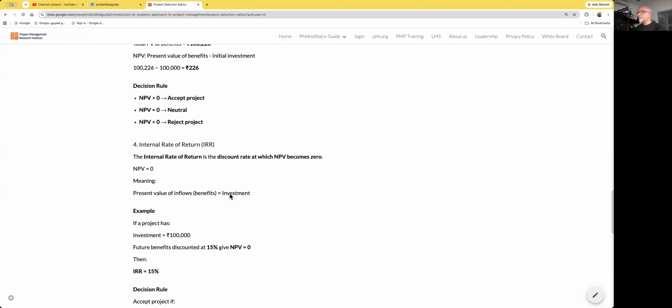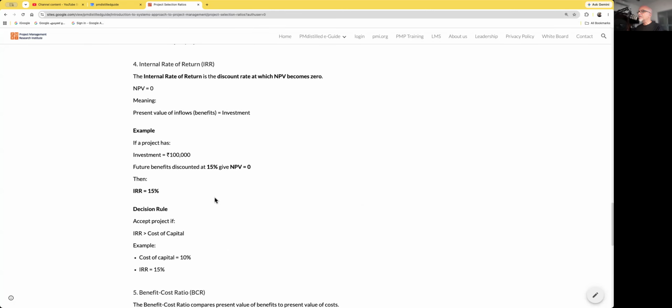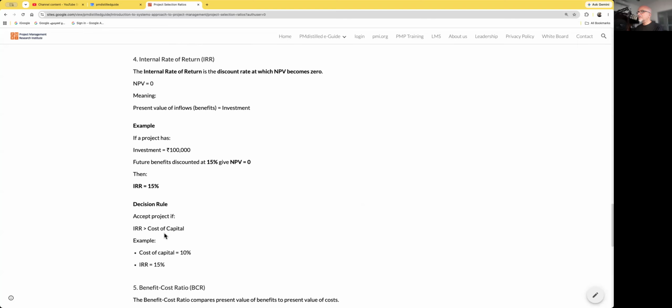Then here is an example of IRR. Higher the IRR, better. So accept if IRR is greater than the cost of capital. If I'm taking a loan from the bank to execute the project at 10% interest, and the project is going to give me 15% returns, that is IRR is 15, then accept it. But if IRR is only 9, then don't accept that project.